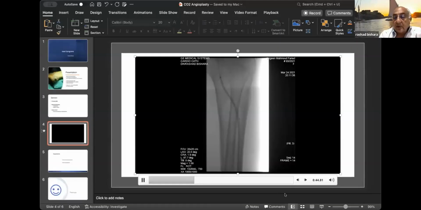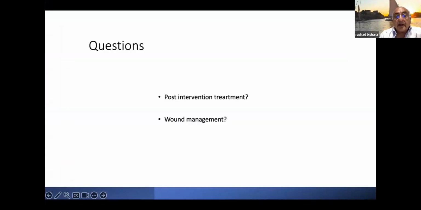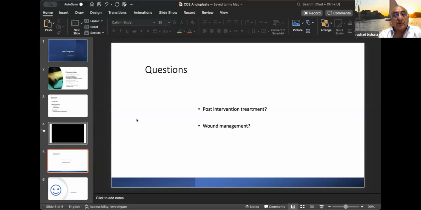Let me just take this. Here we go. And then I have a couple of questions. Sorry about this typo. Post-intervention treatment: what would the fellows think, and how would they manage this patch of heel gangrene? So that's the question for the fellows. What's the post-intervention treatment?